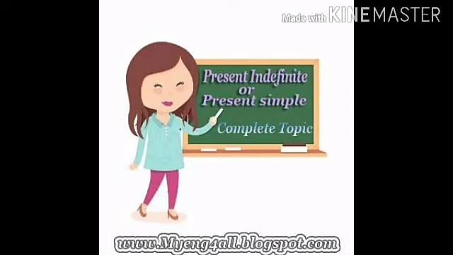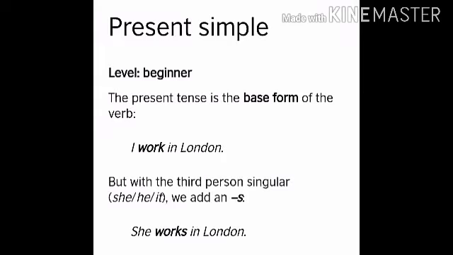First, we have present indefinite or present simple or simple present tense. Look at the examples first. I work in London. She works in London. Students, here you must have observed that in both the sentences, first form of the verb is used. And the verb used is work. So what is simple present tense? It is the base form or the root form or the first form of the verb.